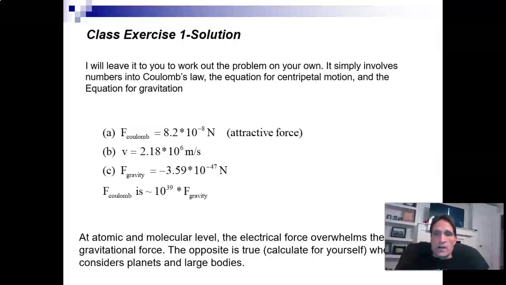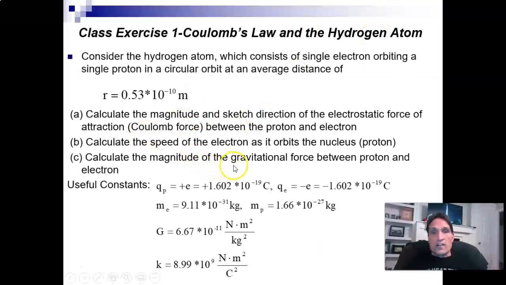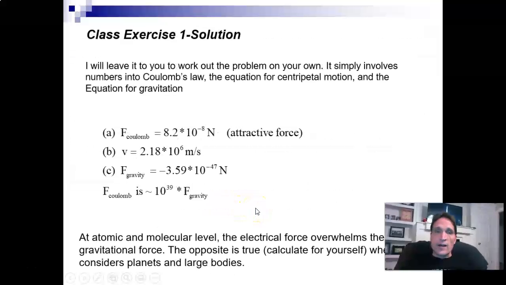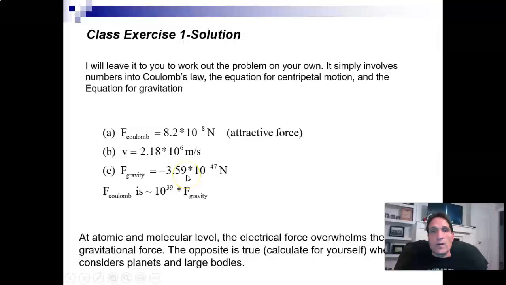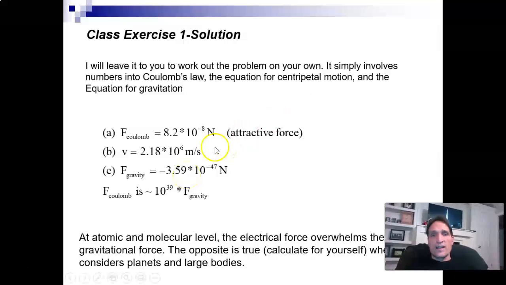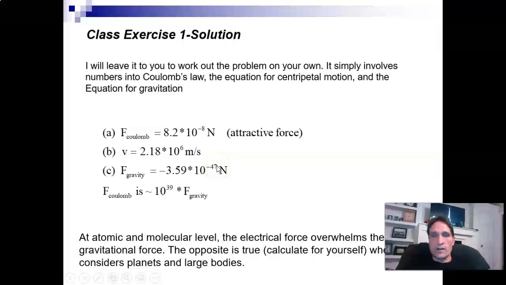force. And so the gravitational force is given by Newton's law of gravitation, which you did in first semester, and you can look that up. It's equal to G, big G, Newton's gravitational constant, times the mass of the proton times the mass of the electron divided by r squared. And you can calculate that the magnitude of the gravitational force, it's attractive, is 3.59 times 10 to the negative 47 newtons.